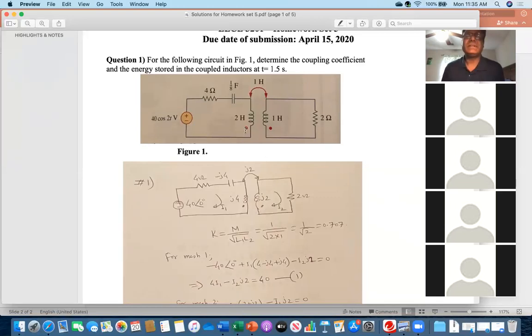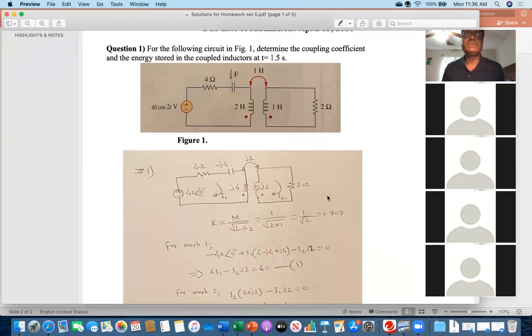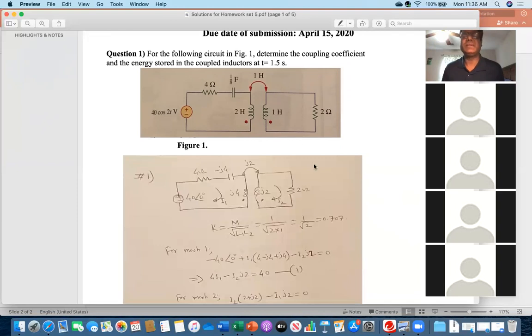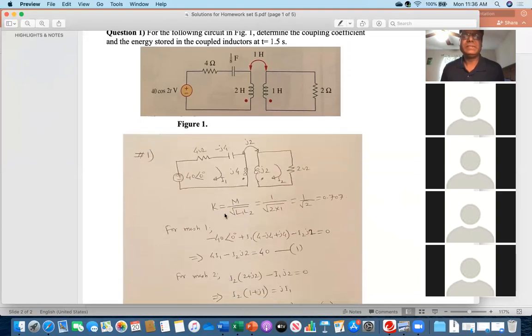Now you see the dot terminals are given here and here. So I assumed the currents I1 and I2 in the clockwise direction. The first question was the coupling coefficient, K value, which is pretty easy. K equals M over the square root of L1 times L2. Directly take the inductance values from the circuit, 2 and 1. So 1 over root 2 is 0.707. Everybody did that properly.